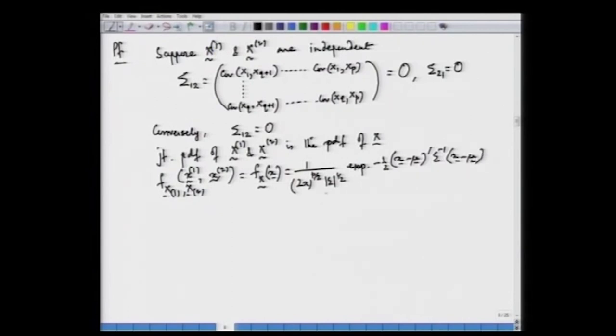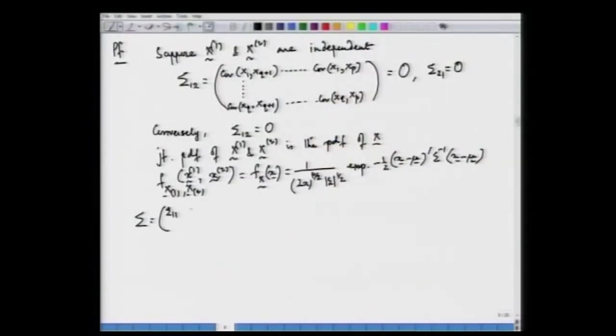But note that this sigma has a very special feature. What is that? Sigma is sigma 1 1, null, null and sigma 2 2, giving you two things that we need actually. So, sigma inverse will be nothing but the inverses of the blocks, and determinant of sigma is the product of the determinants of the blocks. So, once we use this and we distribute this constant part also correspondingly, what we get is nothing but this.